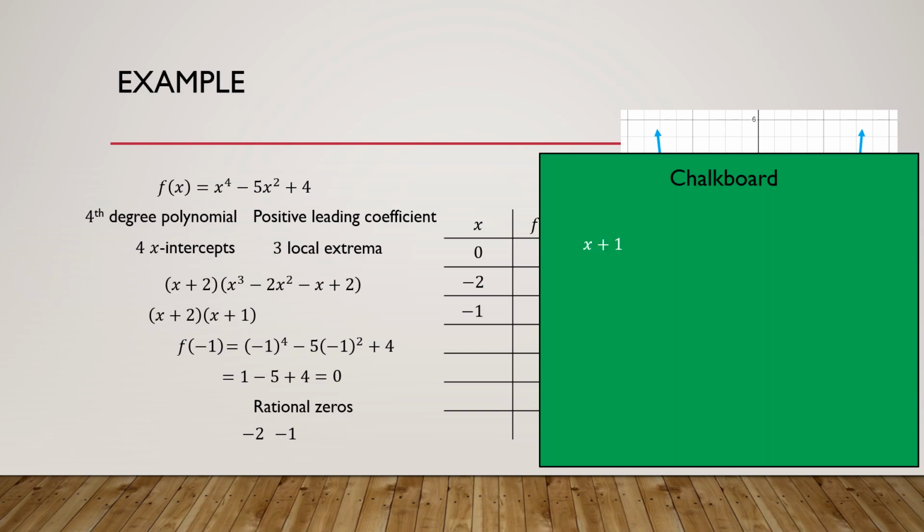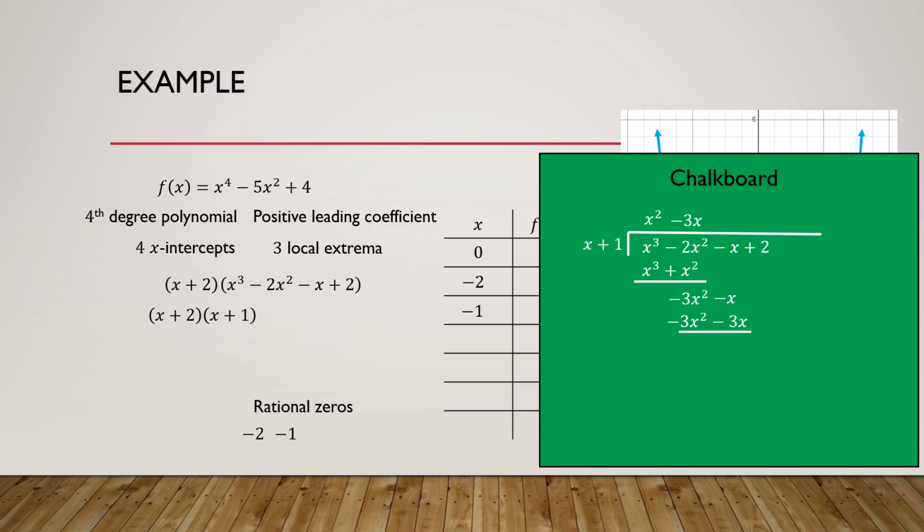Again, place x plus 1 as the divisor and our remaining polynomial as the dividend. We start with x squared times x plus 1 equals x cubed plus x squared. Subtract to get negative 3x squared. The next term will be negative 3x. Times x plus 1 is negative 3x squared minus 3x. Subtract again to get 2x, then bring down the positive 2. Our last term will be 2 with no remainder.